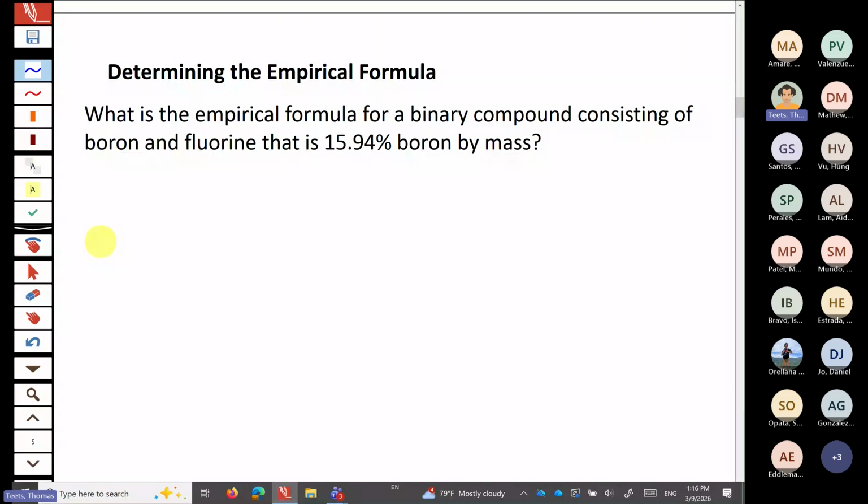So there's a couple key words here. First of all is that because it's described as a binary compound, that means there's exactly 2 elements in the formula. And then what we have to also remember is that when you have mass percents of elements in a compound, they all add up to be 100. So if we gave you the mass percent for boron is 15.94, by difference, we can figure out what the mass percent of the other element is just by subtraction.